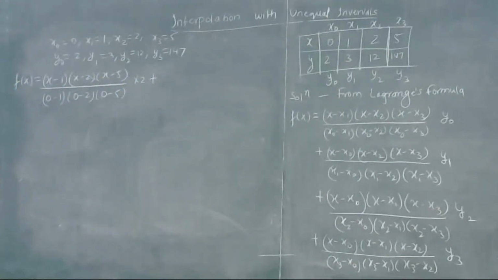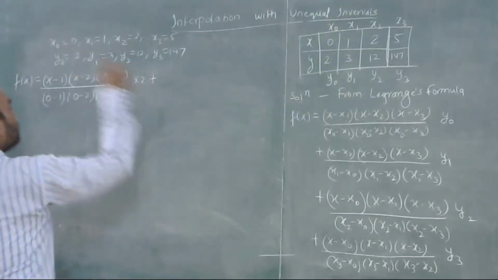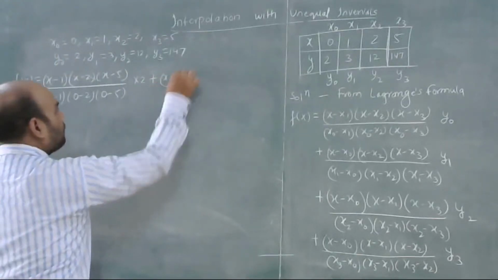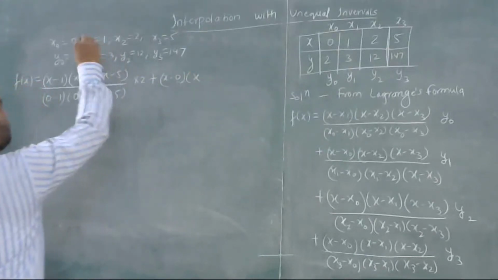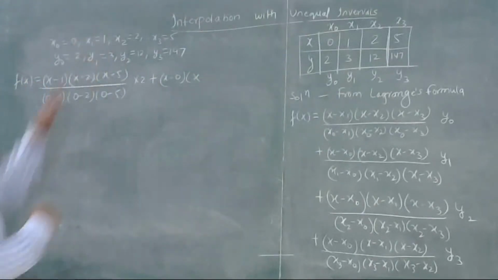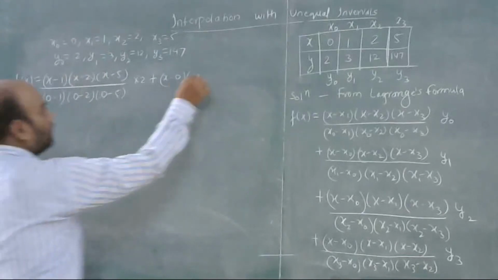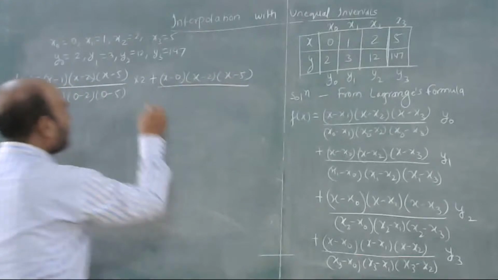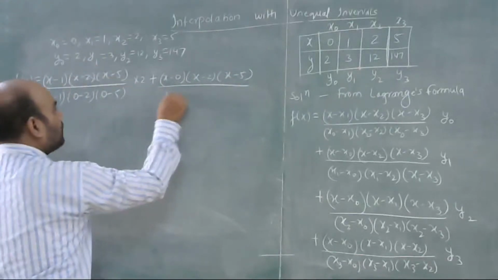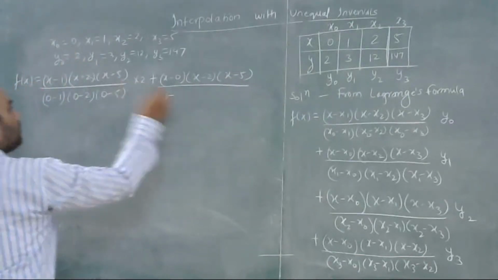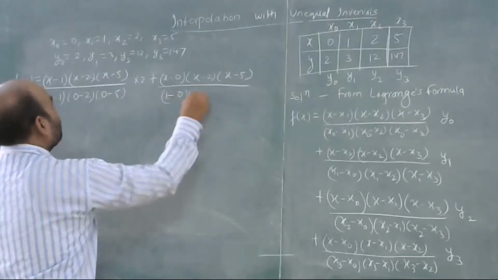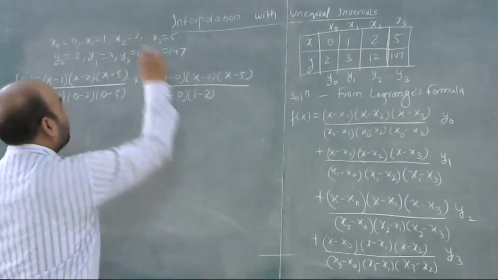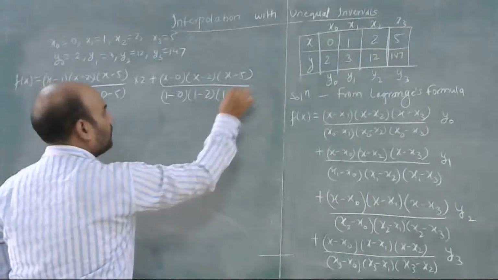Similarly, you can write the rest of the terms. So this is x minus x naught is 0. Then x1 will not be taken here, so this will be x minus x2, x minus x5, all divided by 1 minus 0, 1 minus 2, and 1 minus 5.